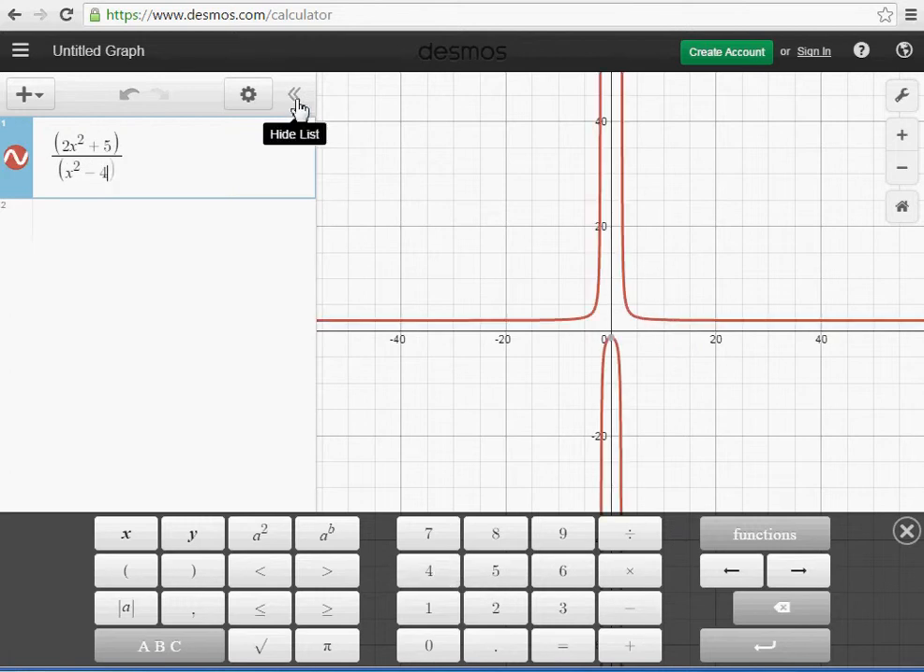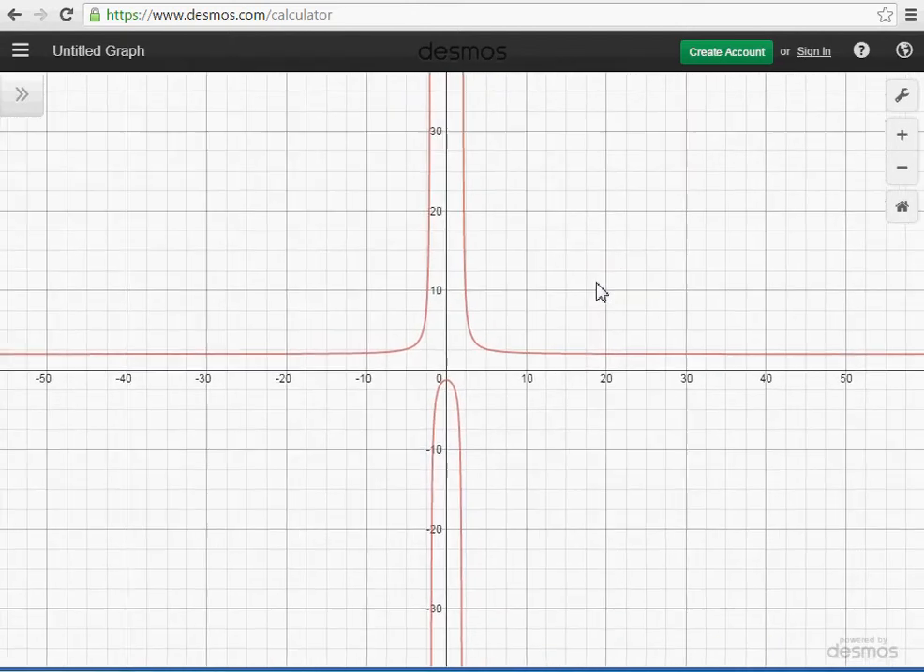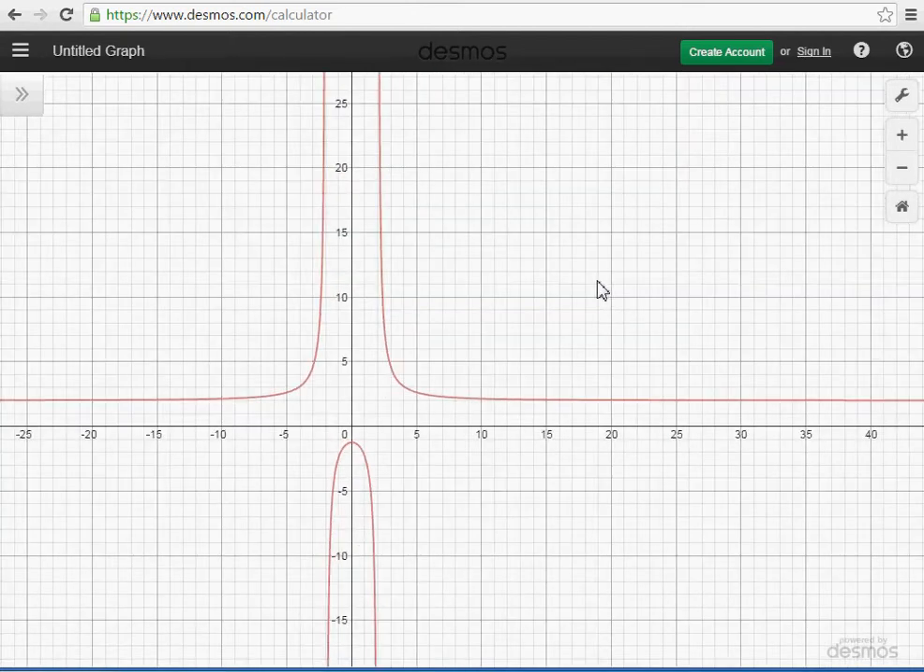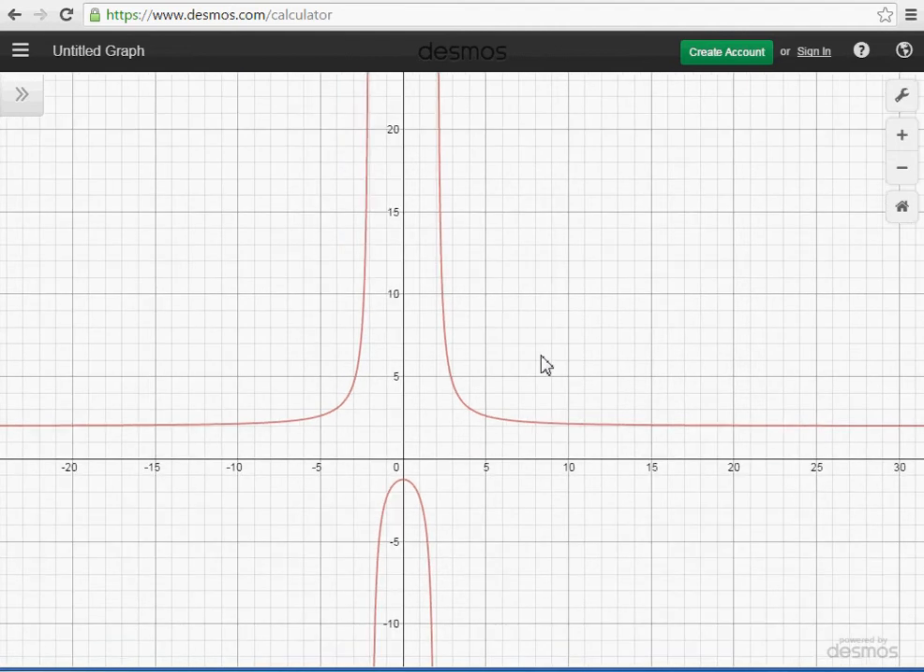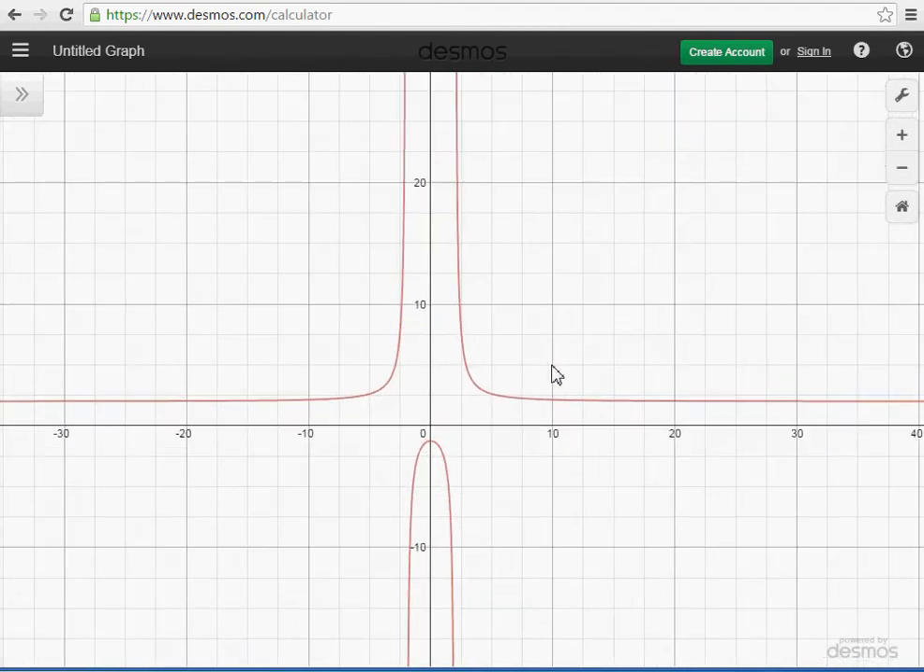Now I can hide this so I can see the graph better. And now I can zoom around. If you scroll on the mouse, you can zoom up on it, or scroll back and you can zoom back out, or you can use your plus and minus. It's a lot easier to use the mouse wheel.